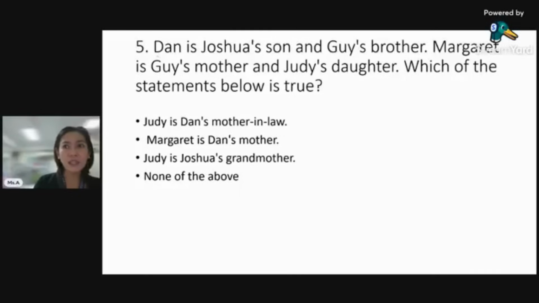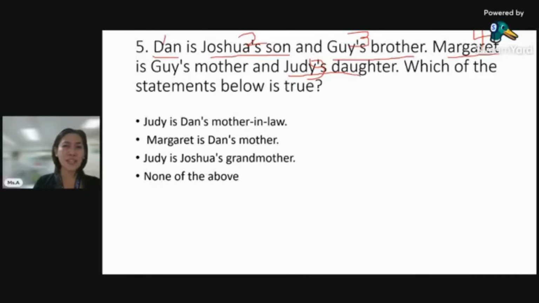Let's look at the characters, no? So Dan, we have Dan here. We have Joshua's son. And then Guy's brother. So, meron na tayong one character, two, three. Okay? And then Margaret is the fourth character. Okay? And then there's another name here that was mentioned is Guy's mother and Judy's daughter.